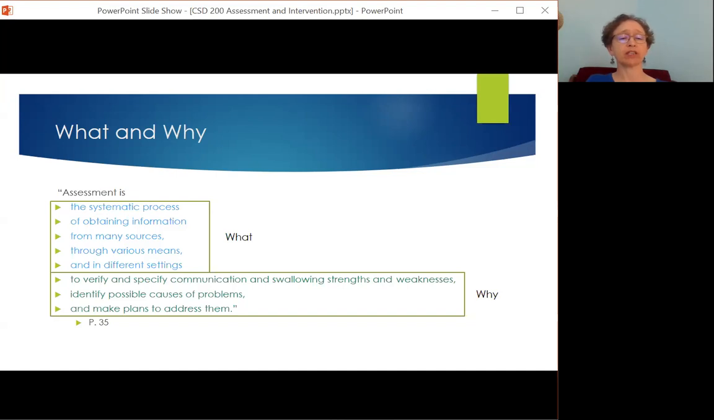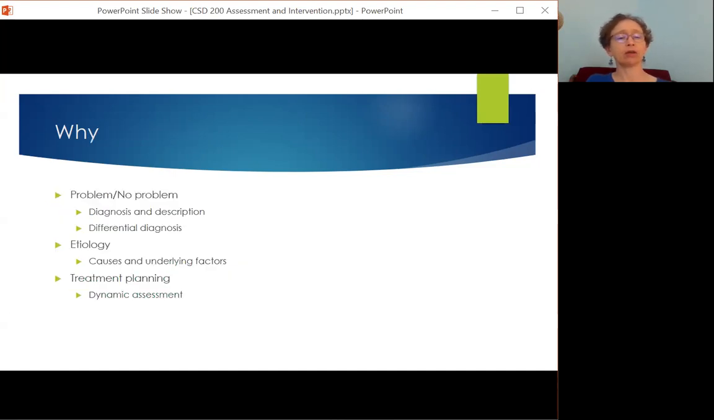We want to verify and specify communication swallowing strengths and weaknesses. We want to be able to robustly describe what we're seeing. Typically, this is for purposes of things like diagnosis. We want to be able to identify causes and make plans. Let's talk about that now. So a little bit more about why we do assessment. There are really 3 main purposes.